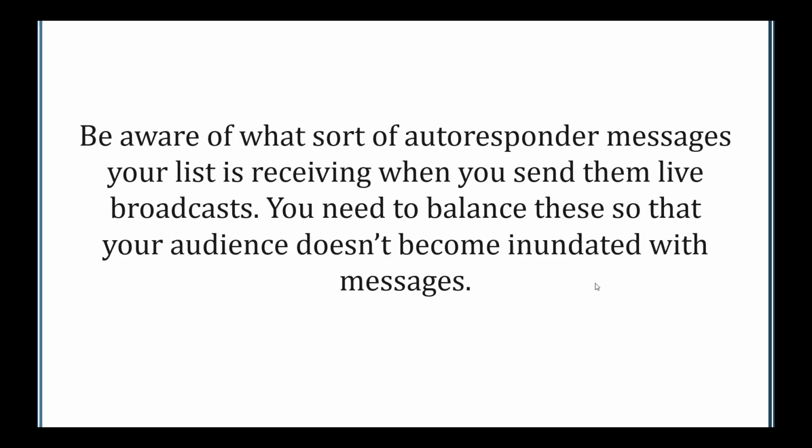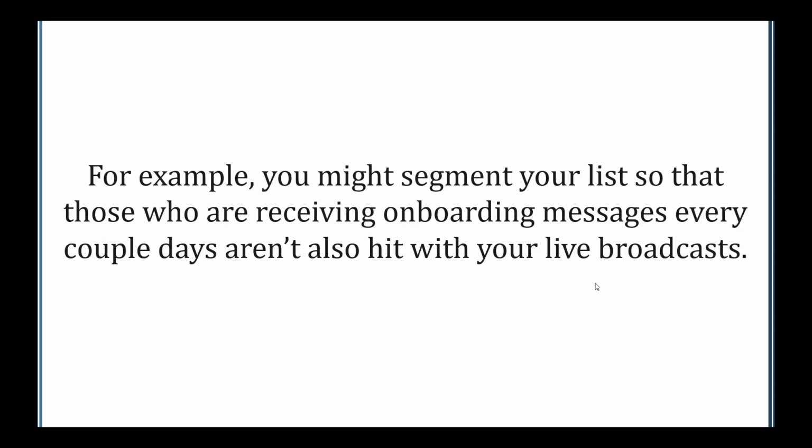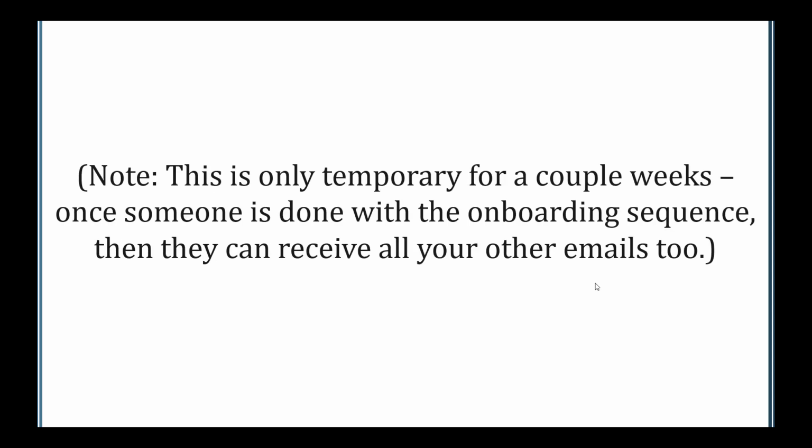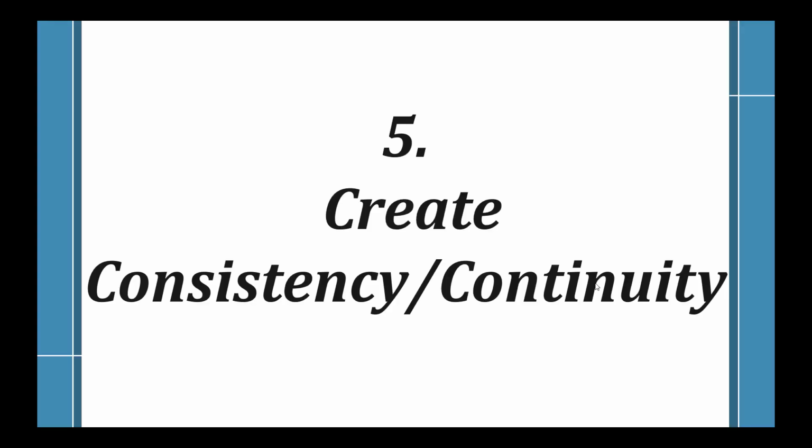Number four, balance autoresponder messages with live broadcasts. Now, be aware of what sort of autoresponder messages your list is receiving when you send them live broadcasts. You need to balance these so that your audience doesn't become inundated with messages. For example, you might segment your list so that those who are receiving onboarding messages every couple days aren't also hit with your live broadcasts. Note, this is only temporary for a couple of weeks. Once someone is done with the onboarding sequence, then they can receive all your other emails too.